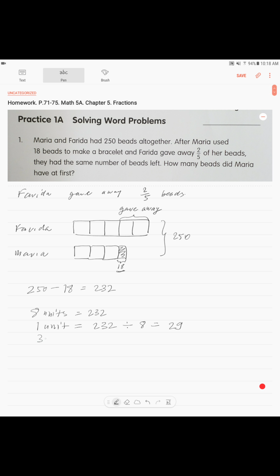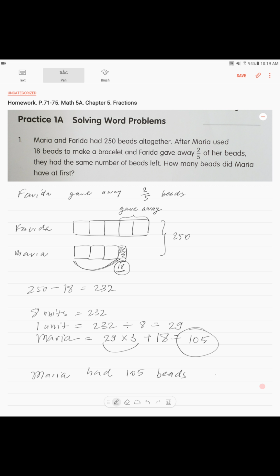So how much is 3 units then? 3 units is 29 times 3. And plus, this is Maria, 3 units that Maria had, and plus 18. Maria has 3 units plus 18, right? And the answer is 105. This is your answer. Your answer is a number and a sentence: Maria had 105 beads at first.